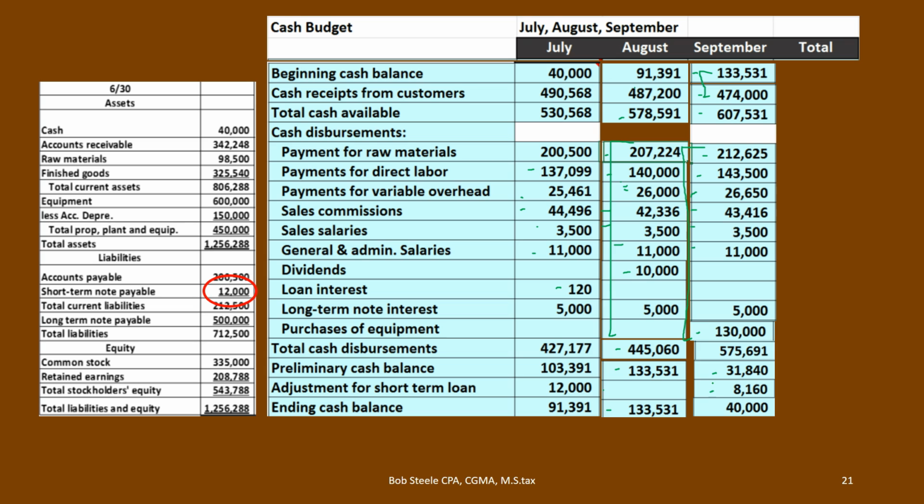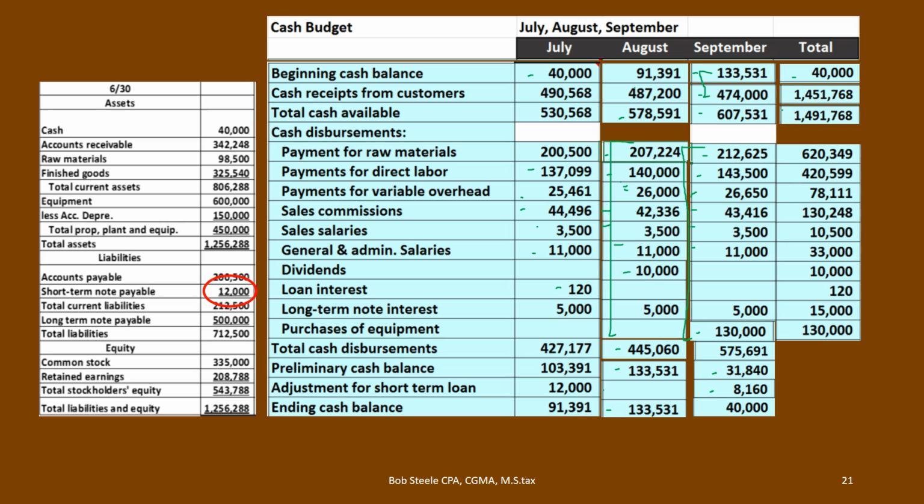If we total this up just to see what the total for the 3 months would be, just be careful if you do something like this. You got to remember that we're starting off at the beginning of the 3-month period. So we're not adding these three up. We're saying, okay, we're starting off at the $40,000 at the beginning of July, and then we're doing the total for the total 3-month period. Then we're going to add these three up, and then if we add this plus this, we come out to the $1,491,768. And then we can add these 3 columns up all the way down.